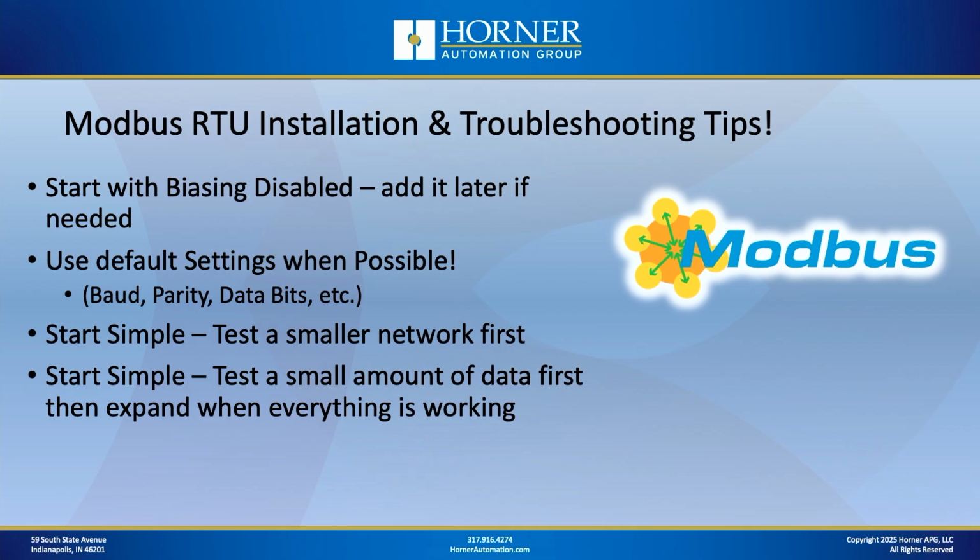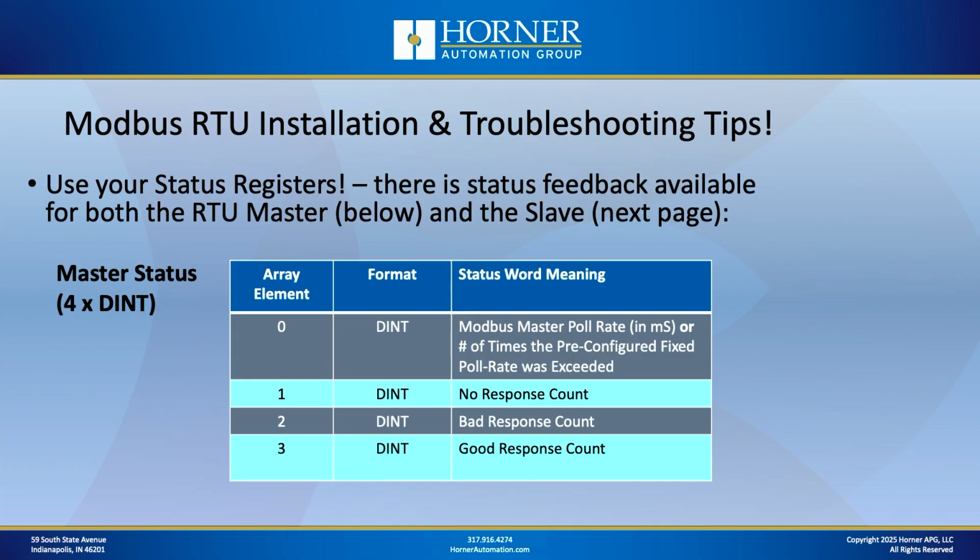When it comes to your scan list or the data that you're reading and writing, do the same thing. Start with a small scan list with just a small amount of data. After that works, expand from there. Use your status registers. There's lots of good information in there. In the master, the status registers will tell you how many good responses you've had from slaves, how many bad responses, how many no responses. They'll tell you how long it's taking you to get through your scan list of data, or if you're working on a fixed poll rate, it'll tell you how many times that you've exceeded that poll rate.